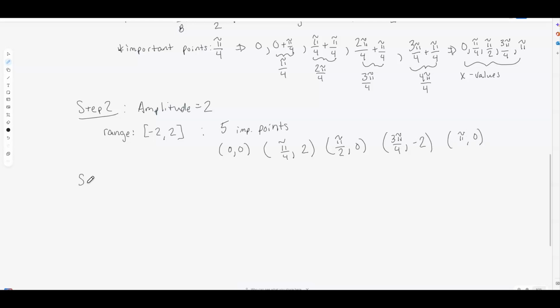Okay, so now our step 3 is our phase shift. Okay, so this is where it starts kind of getting a little more difficult. So our phase shift, remember, is our C. So our C was -pi over 6. And remember, our phase shift moves horizontally, right? Okay, so a phase shift of -pi over 6 means we have to change our x-axis, our x values. So change the x values.